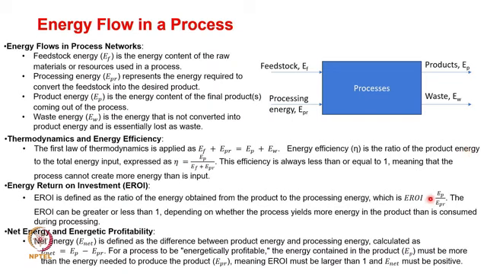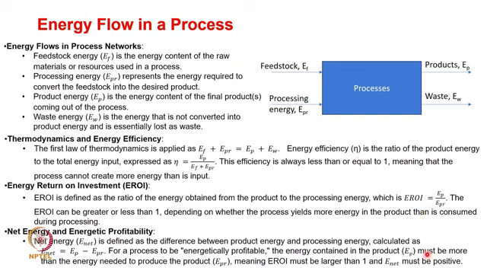Another concept is EROI, which is typically called energy return on investment. Energy return on investment is defined as the ratio of energy obtained from the product to the processing energy. So, EROI in this case is EP divided by EPR. So, it is this ratio that relates them. The EROI can be greater than or less than 1, depending upon whether the process yields more energy in the product than is consumed during processing. So that's the way it is.